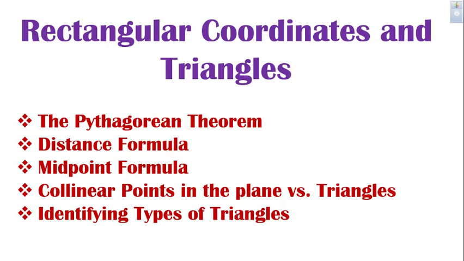Today we're going to talk briefly about the Pythagorean theorem, the distance formula, the midpoint formula, how to tell if points in a plane are either collinear or form a triangle, and also to identify, from 3 points in a plane that form a triangle, what type of triangle it is, whether it's scalene, isosceles, or equilateral, or a right triangle, obtuse triangle, or acute triangle.